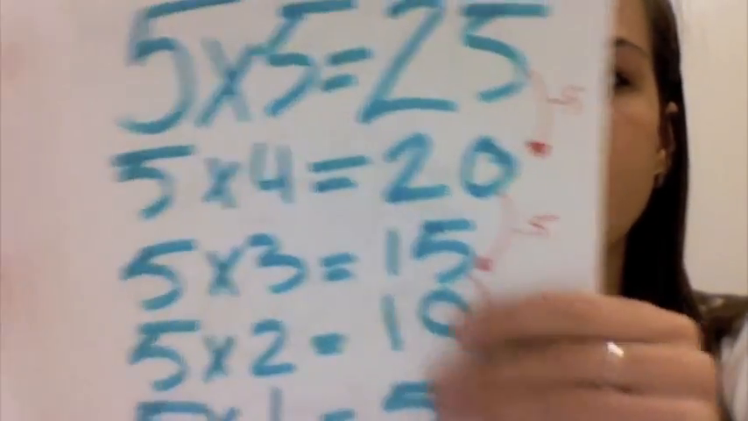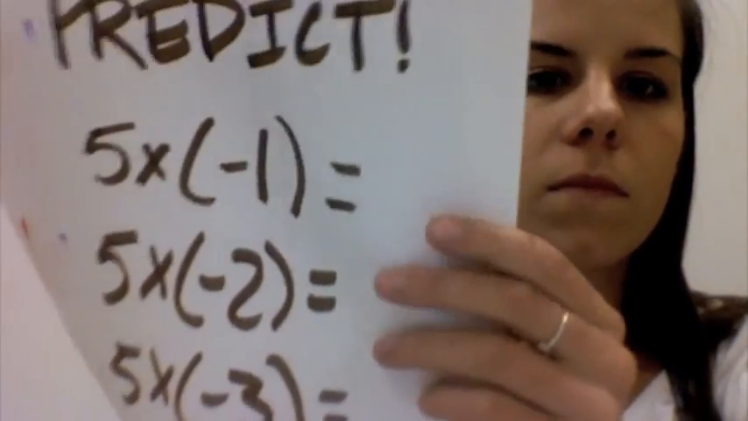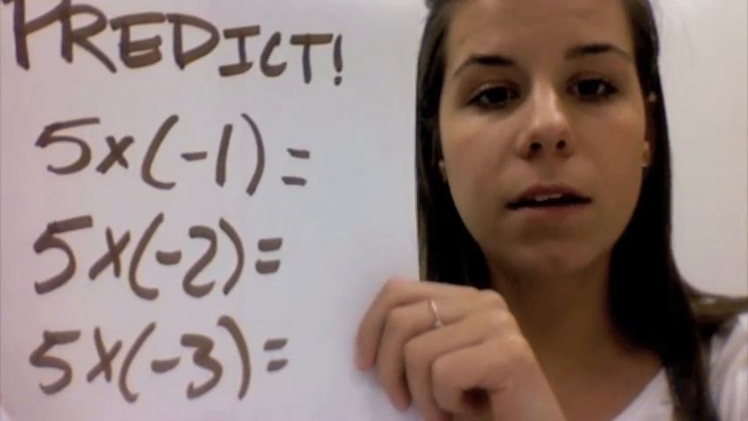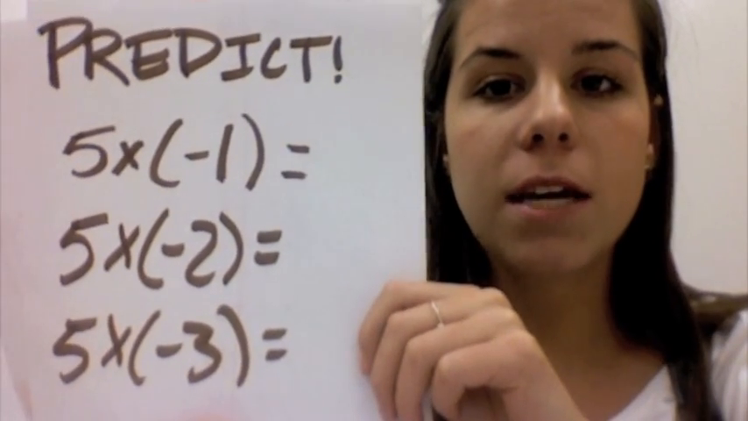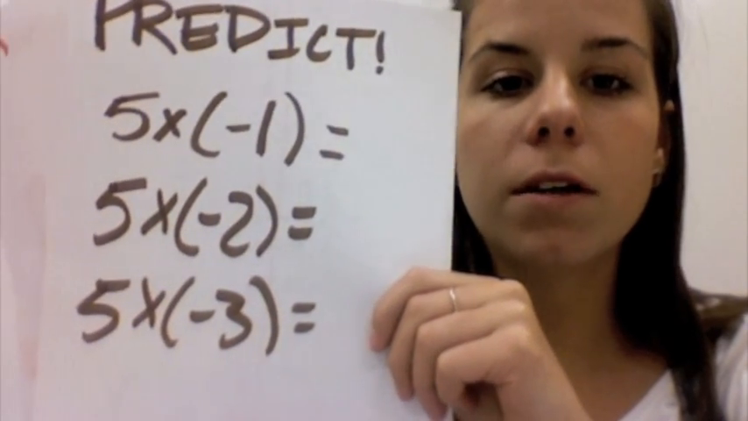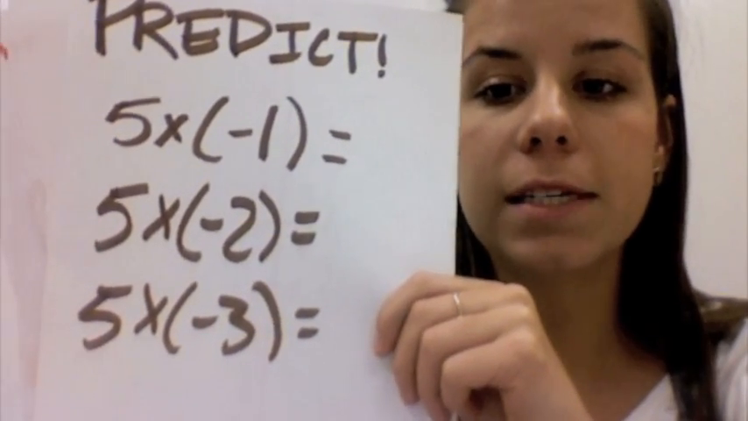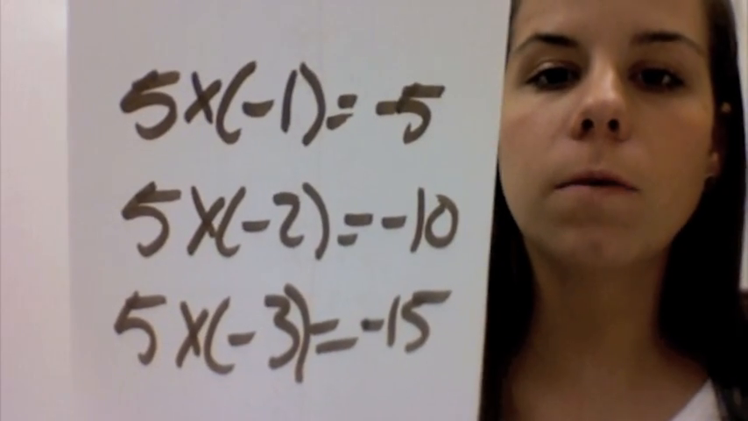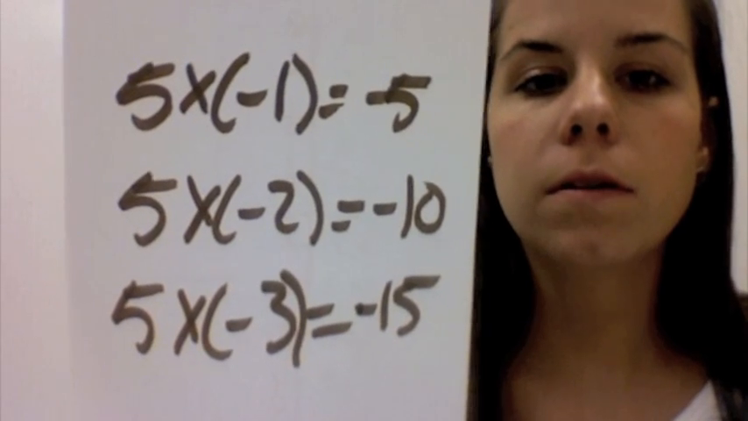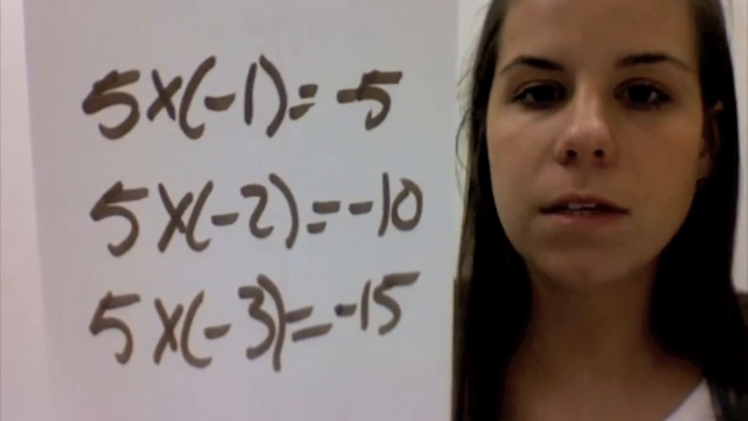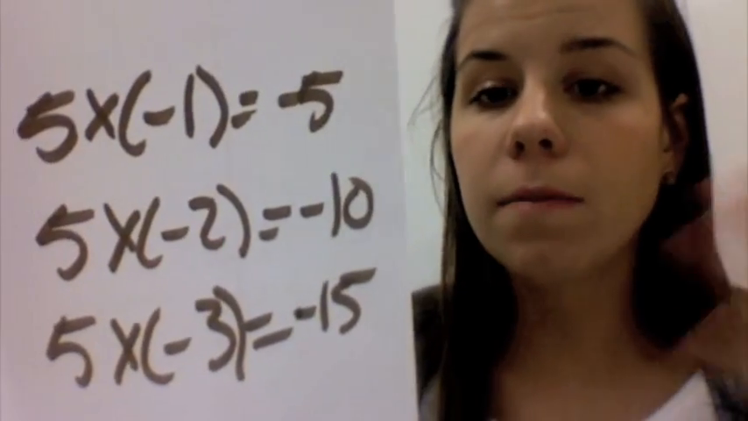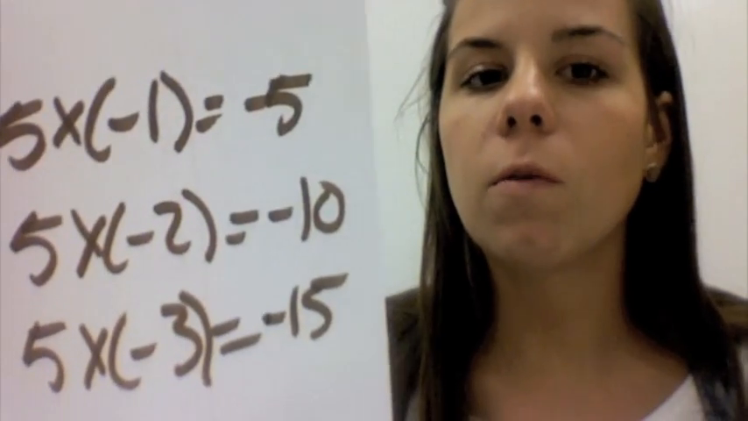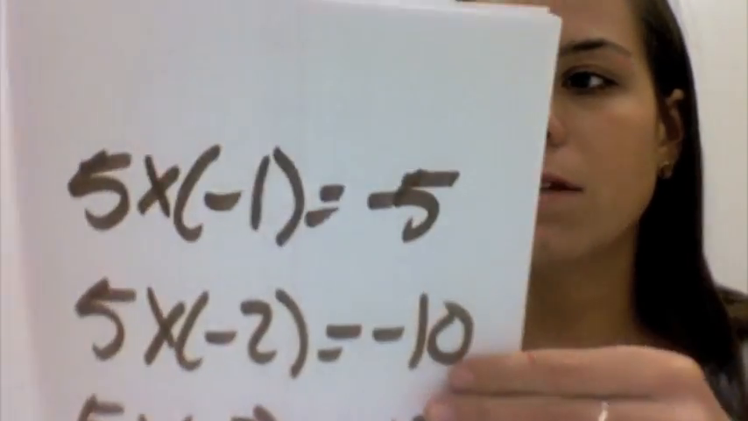A2 asks you to predict the following. What happens when you multiply 5 times -1, 5 times -2, 5 times -3? So take a minute to pause this video and write down what you think the answers are and explain your reasoning. So the answers to these three equations are: 5 times -1 is -5, 5 times -2 is -10, and 5 times -3 is -15. To some of you this may make sense, and to some of you it may not. So let's go into a little more depth of why these answers are negative.